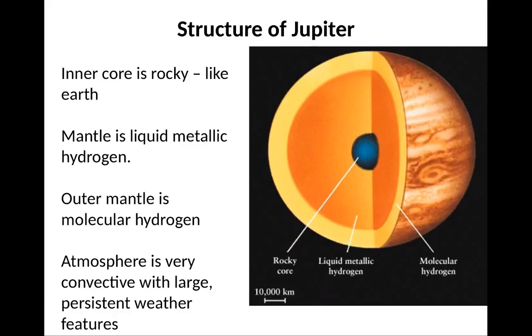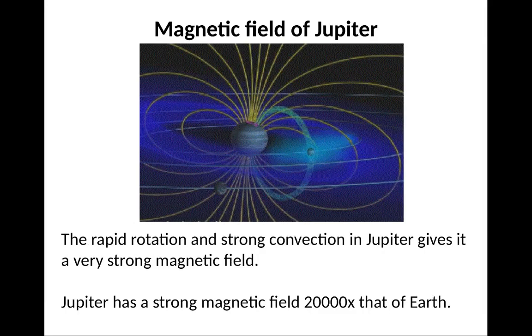The inner core is most likely rocky, kind of like Earth, and the mantle is made of liquid metallic hydrogen. All right, so basically with such high compression, hydrogen actually turns into metal. And the outer mantle is probably made of molecular hydrogen. The atmosphere is very convective with large persistent weather features.